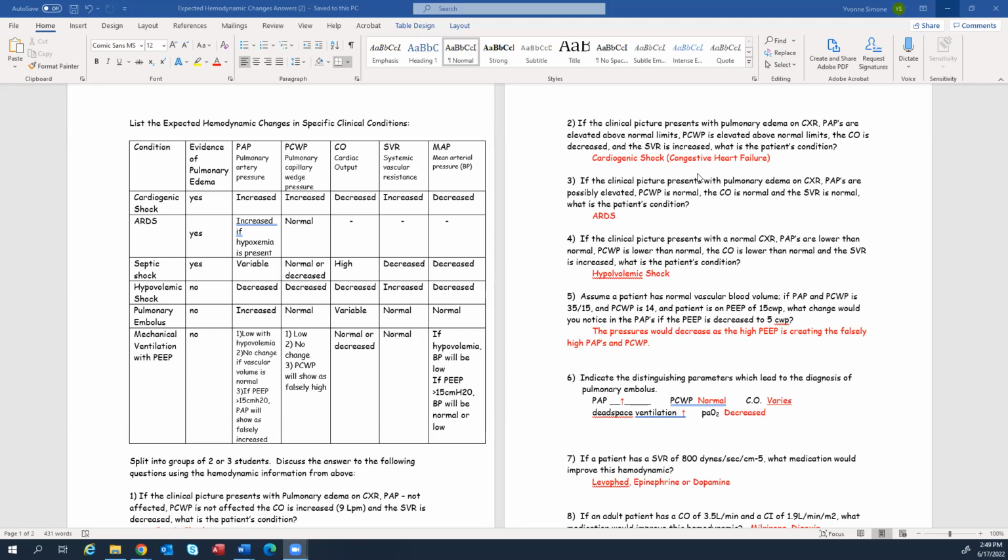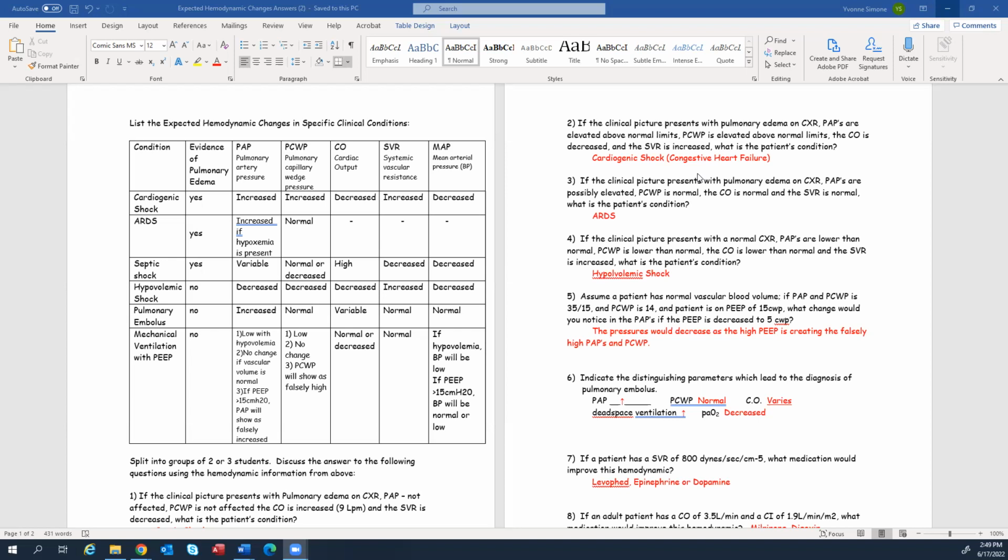So when you look at fluid in the interstitial spaces on the x-ray, or if it's in the alveoli, you're going to have a lot of fluffy white infiltrates. So that's evidence of pulmonary edema. Another thing that happens with cardiogenic shock is because all the blood is backing up into the pulmonary system, the pulmonary artery pressures will be high.